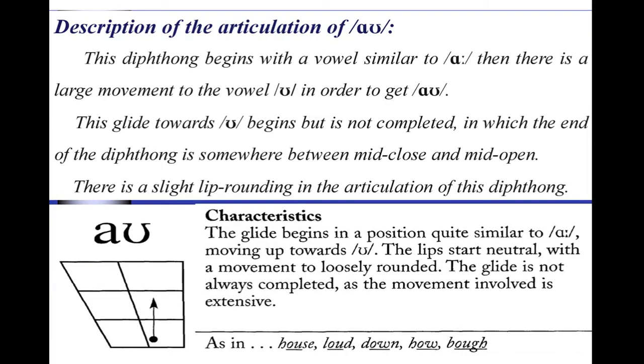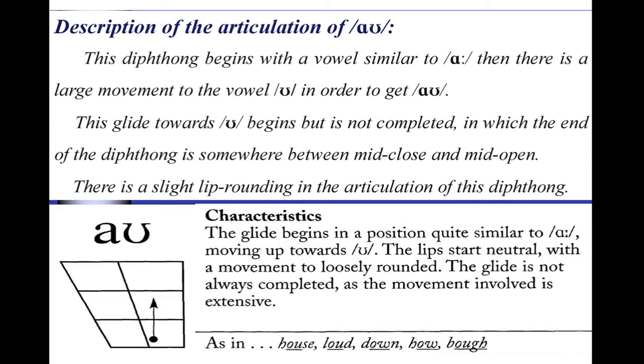Description of the articulation of ow. The diphthong begins with a vowel similar to long a. Then there is a large movement to the vowel u in order to get ow. This glide towards u begins but is not completed, in which the end of the diphthong is somewhere between mid-close and mid-open. There's a slight lip rounding in the articulation of this diphthong.